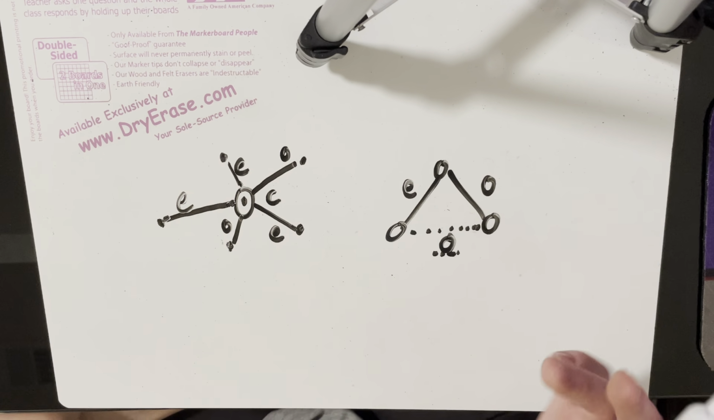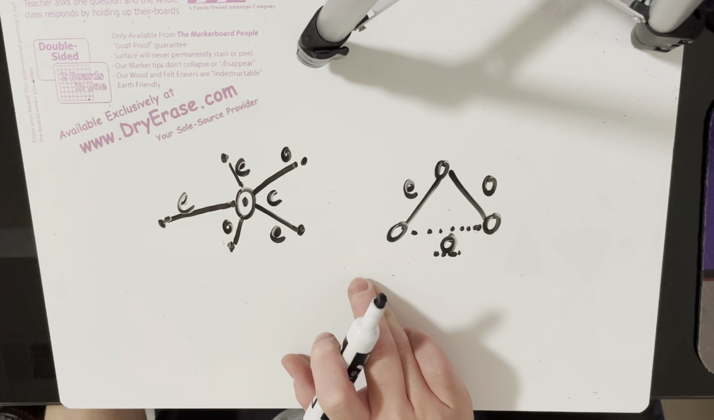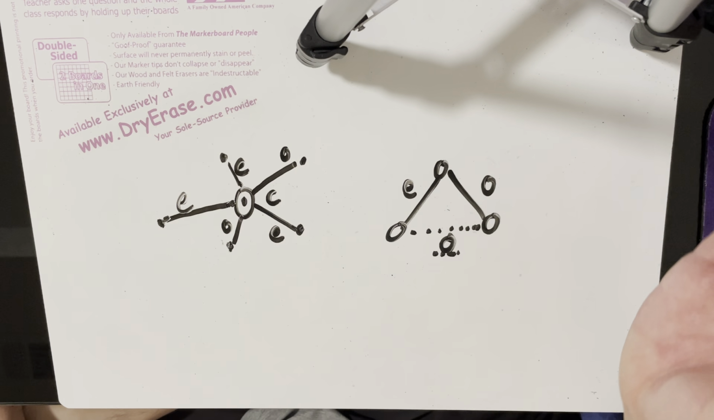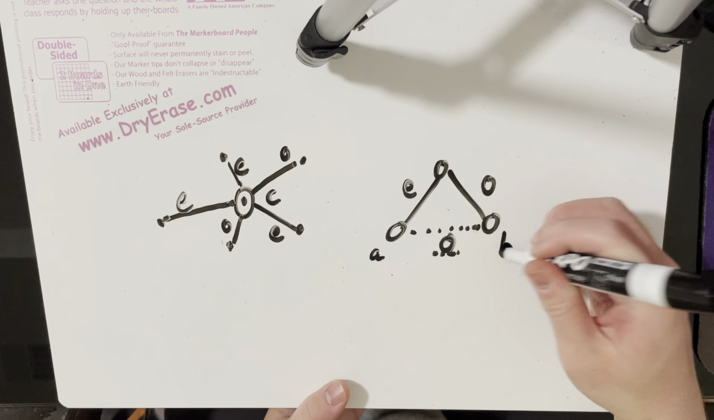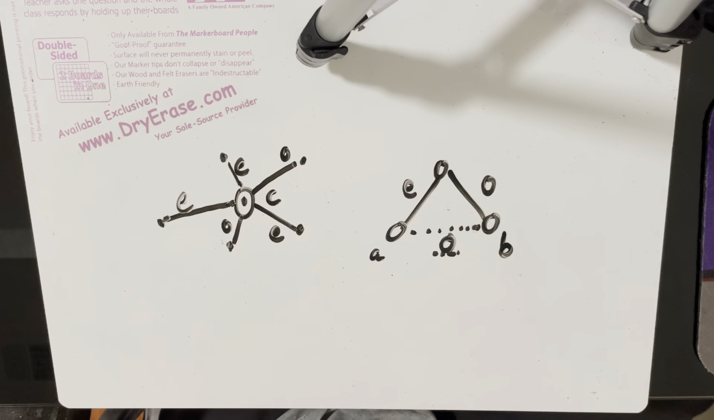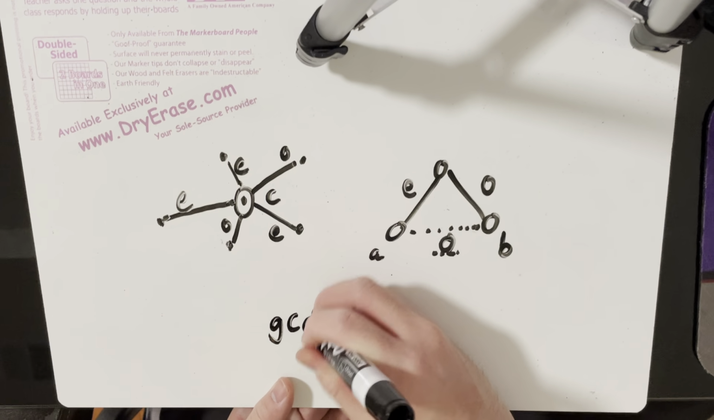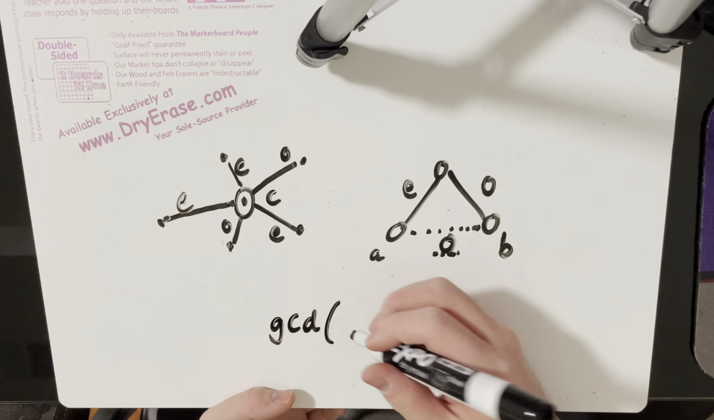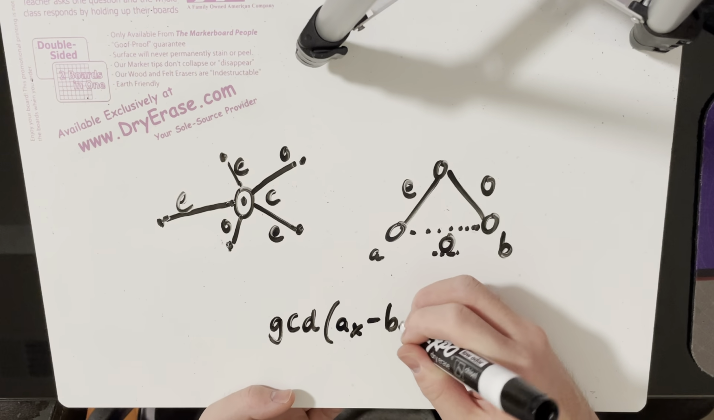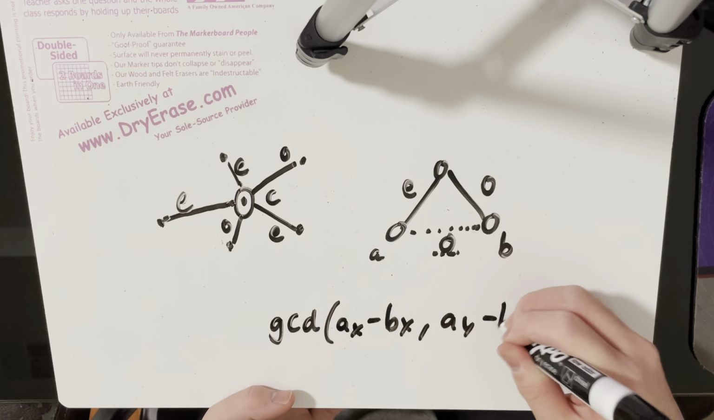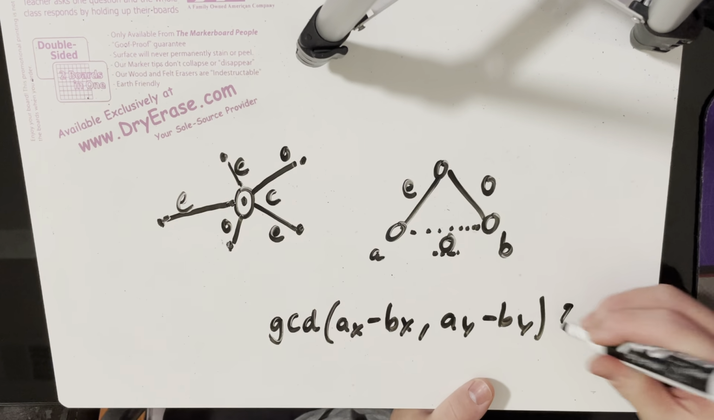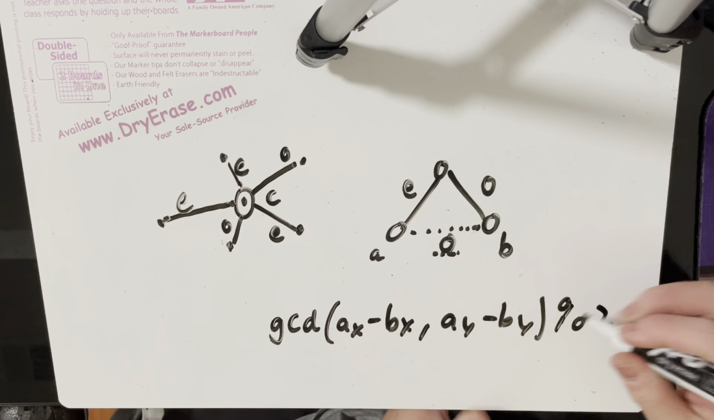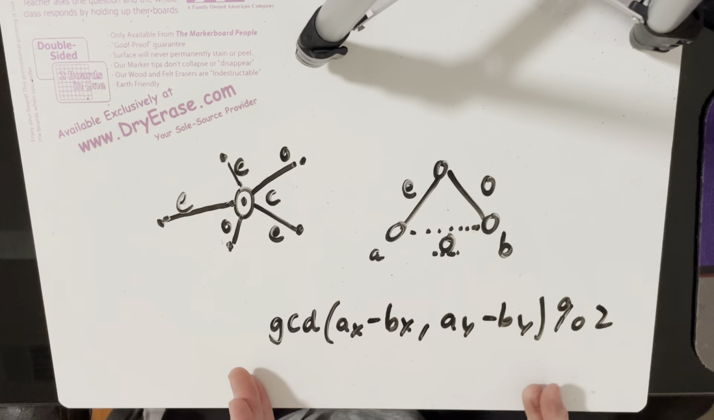How do we know whether or not there's an odd number of lattice points in here? Well, we can use a GCD formula like we used earlier. I'm going to assume that this is point A, and this is point B, just for simplicity. We care about this quantity over here, the GCD of AX minus BX and AY minus BY. And we only care about this number mod 2. So let's ask ourselves, when is this quantity even?